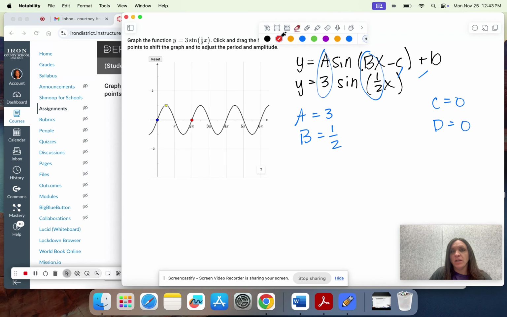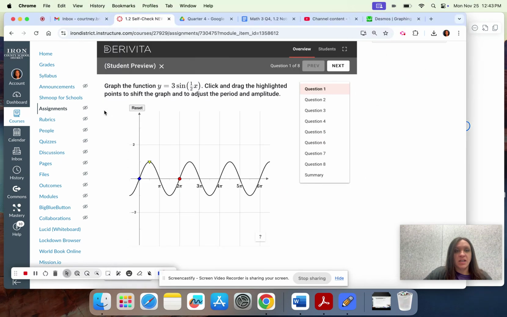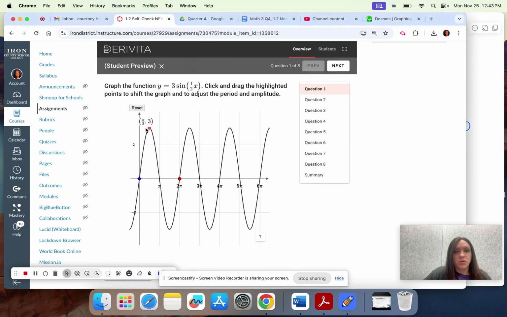So when we do these, I want you to start with the yellow. I should have done the orange one. That's the amplitude. And that is 3. So we're going to move up to 3. A is 3. So over here on my graph, I'm going to take the yellow one. I'm going to move it up to 3.